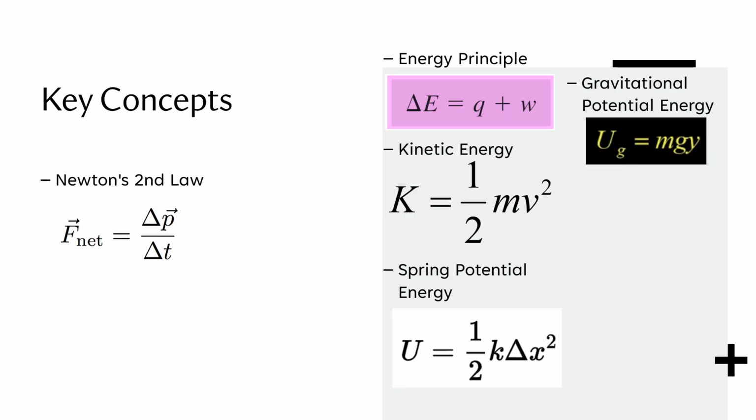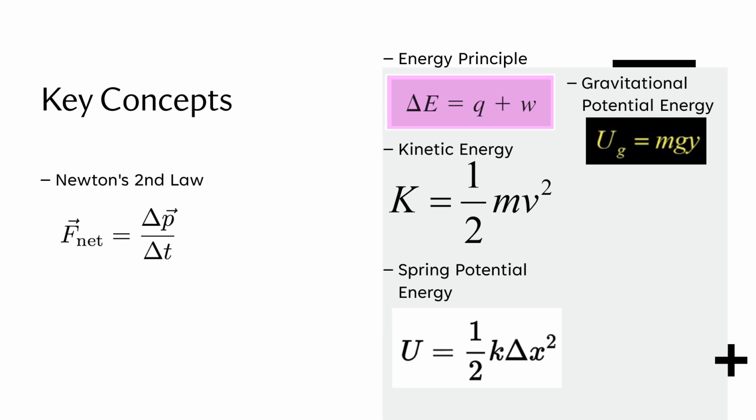A key concept in this lab is Newton's second law. In using Newton's second law, we can find the velocity and position update formula, which we used in the code to track the spring's motion. Another important concept is the energy principle, which is used and modeled in the code as well.